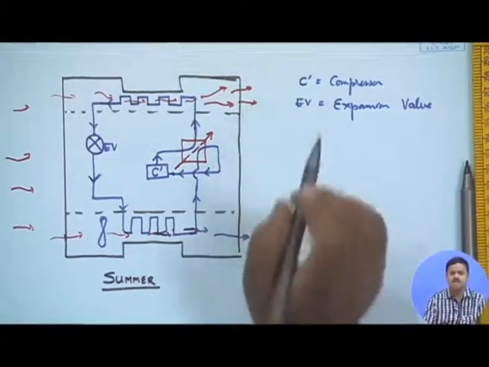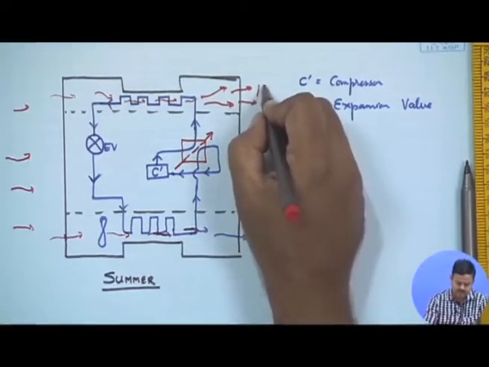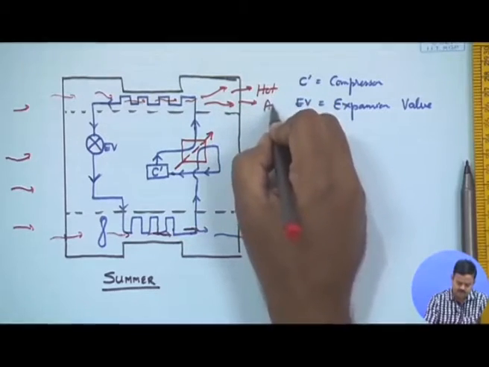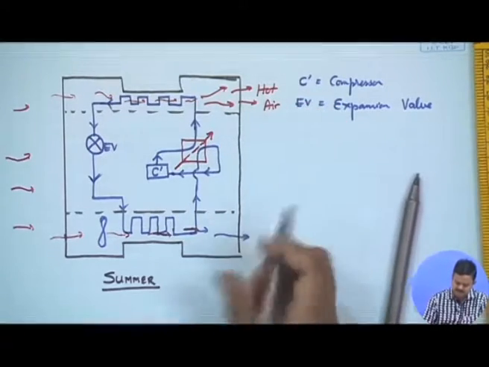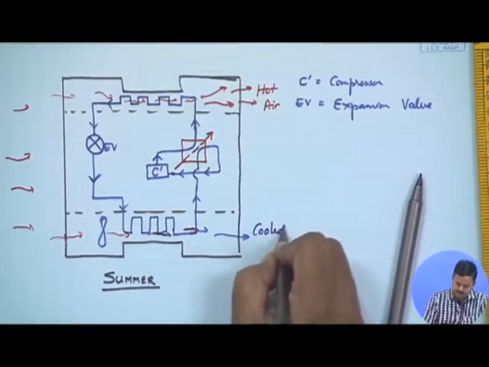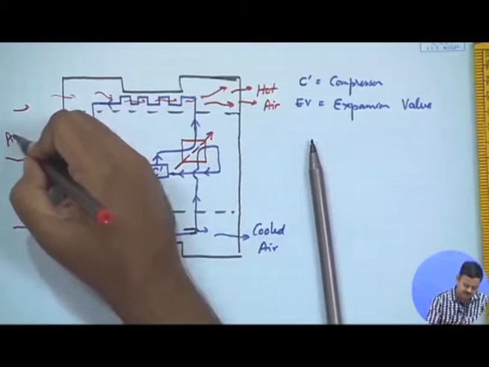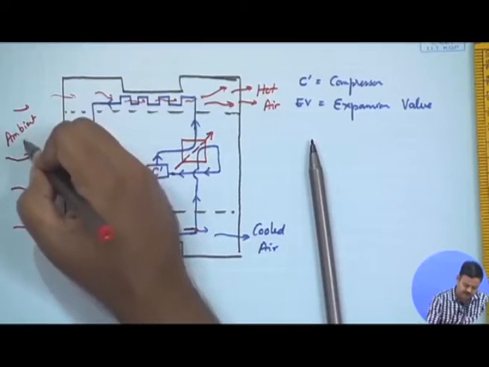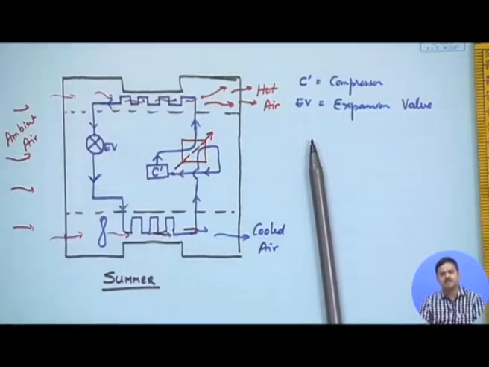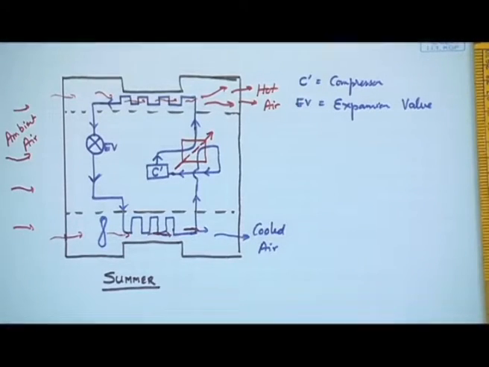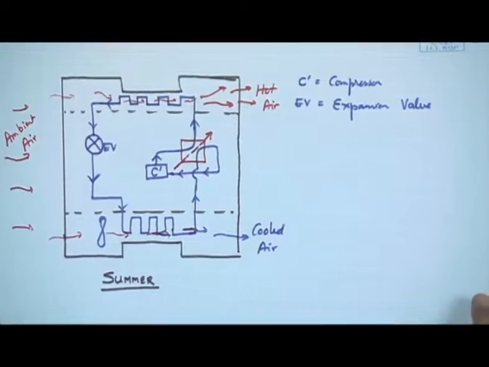Clear? You can use this heat for something else also. Okay. So, this is hot air, this is cooled air, and this is ambient air, which is at an elevated temperature in summer months. Yeah. So, this is how it works. This is not very different from what we have in a regular air conditioning unit.